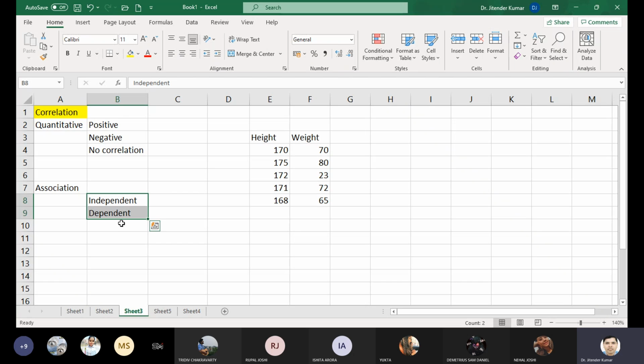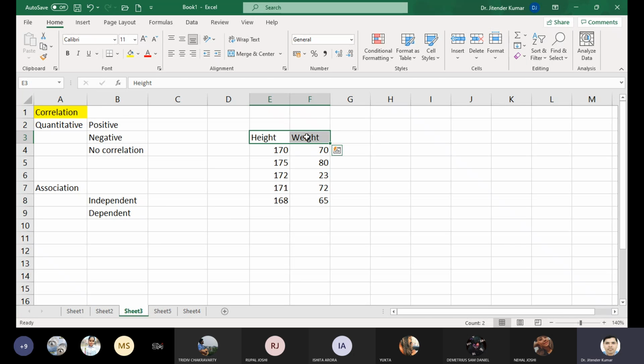So if I have to find out the relationship between height and weight, what do you think? Which one should be independent? Which one should be dependent? Height is independent and weight is dependent, because weight depends on height. So your weight can be decided by your height, but how tall you will be cannot be decided by your weight, right? So here it is pretty clear which one is independent and which one is dependent.